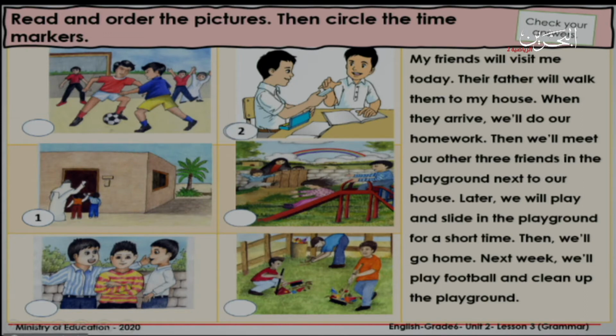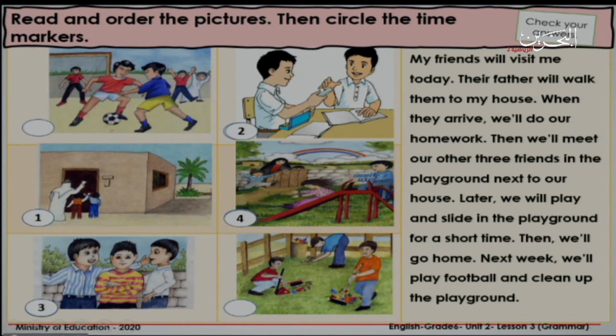Here is number 2. Then we'll meet our other 3 friends in the playground next to our house. Which picture you think is number 3? This is number 3. Later, we will play and slide in the playground for a short time. In which picture you can see a slide? This is number 4. Then we'll go home. Next week, we'll play football.